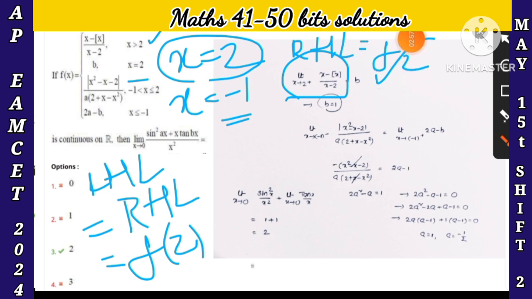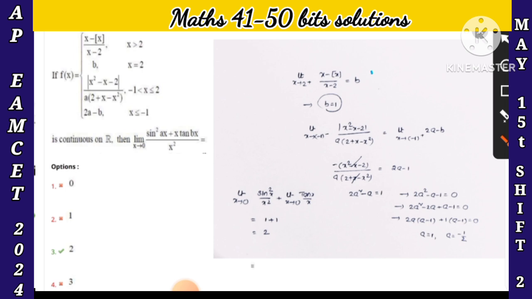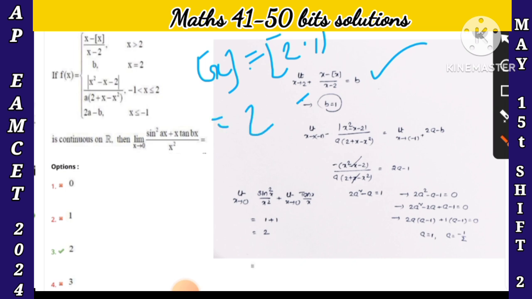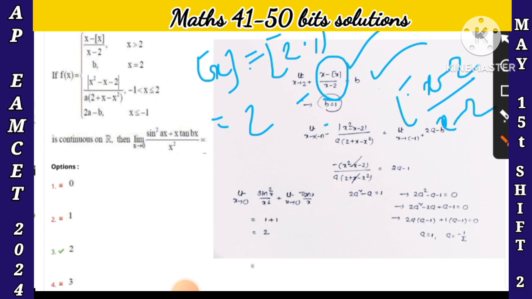Right hand limit means limit x tends to 2 plus of the given function is equal to the given value, which is 2. So equating these two values, x tends to 2 plus means what is the value of step x? We have to take a value more than 2 here, that is take step of 2.1, and step of 2.1 is equal to 2. Understood, all of you? x tends to 2 plus means we have to take a value greater than 2 in place of step x. So step of 2.1 becomes 2, then this becomes x minus 2 by x minus 2, both are cancelled, then you get the value b is equal to 1.